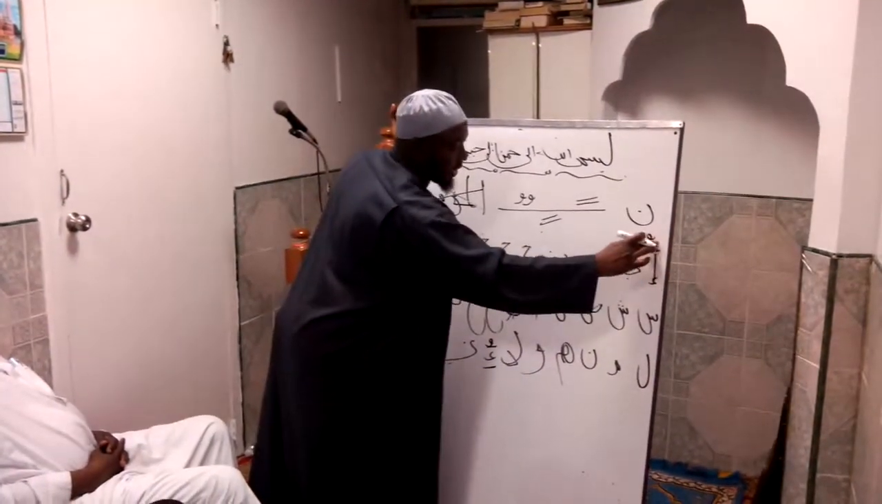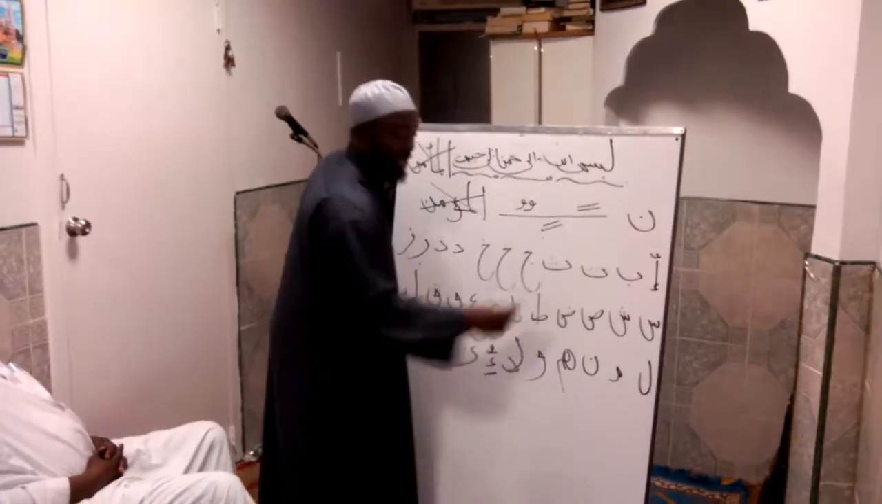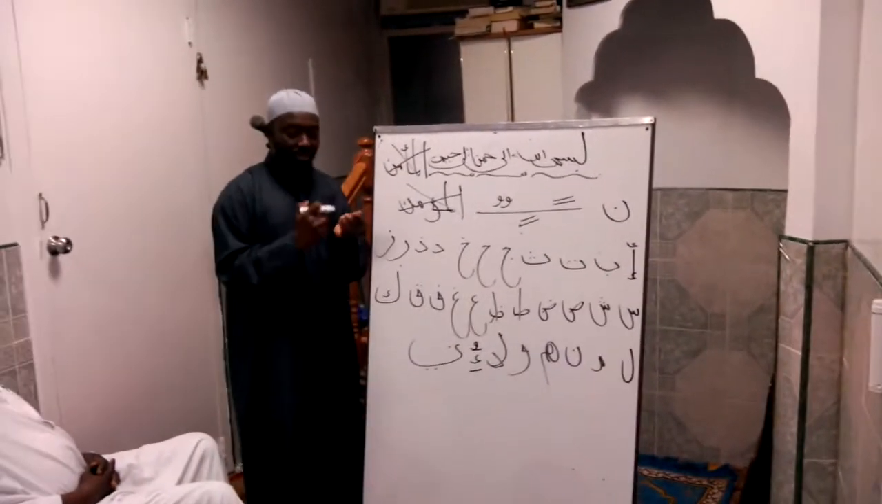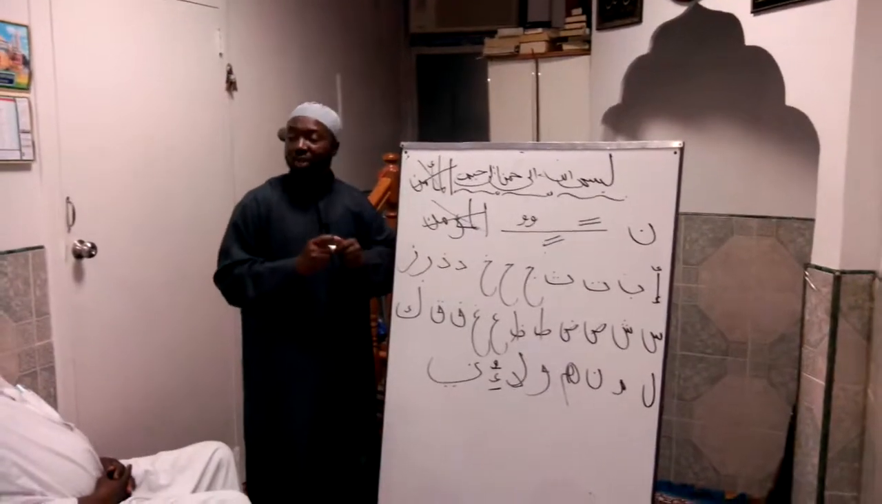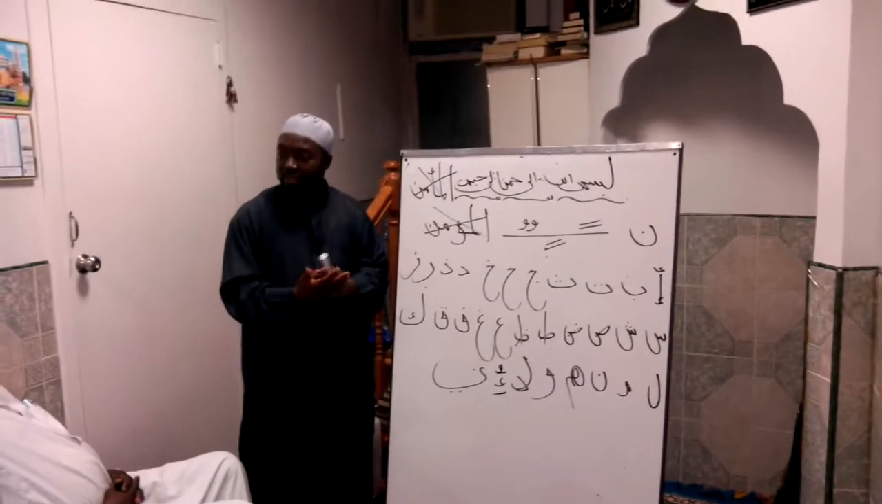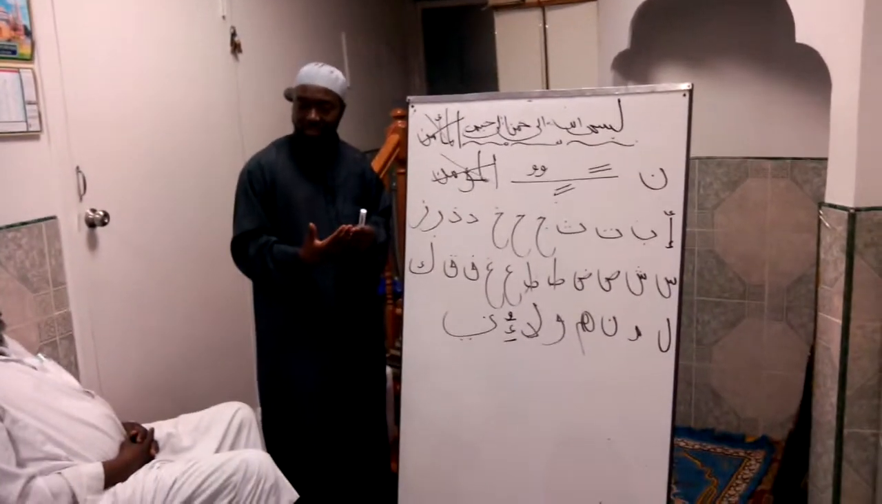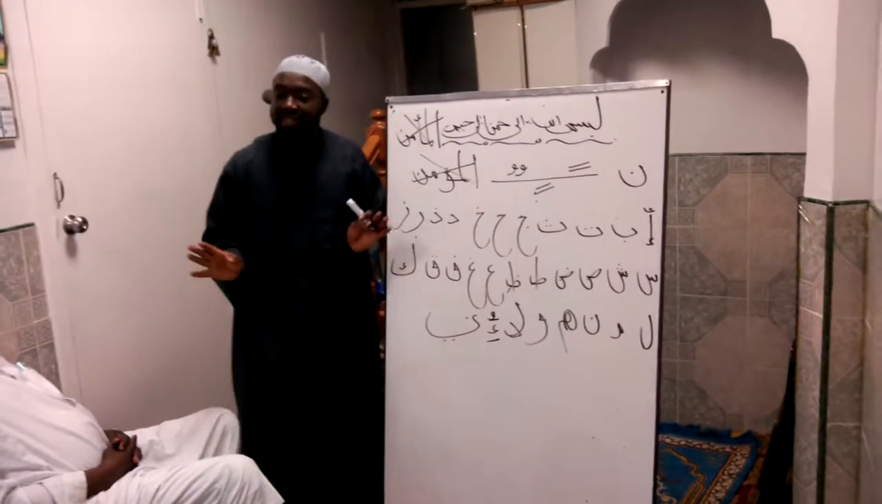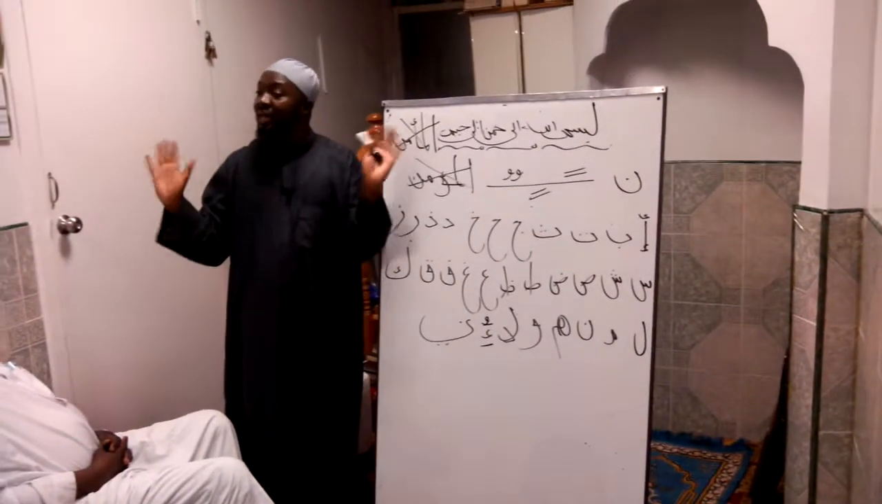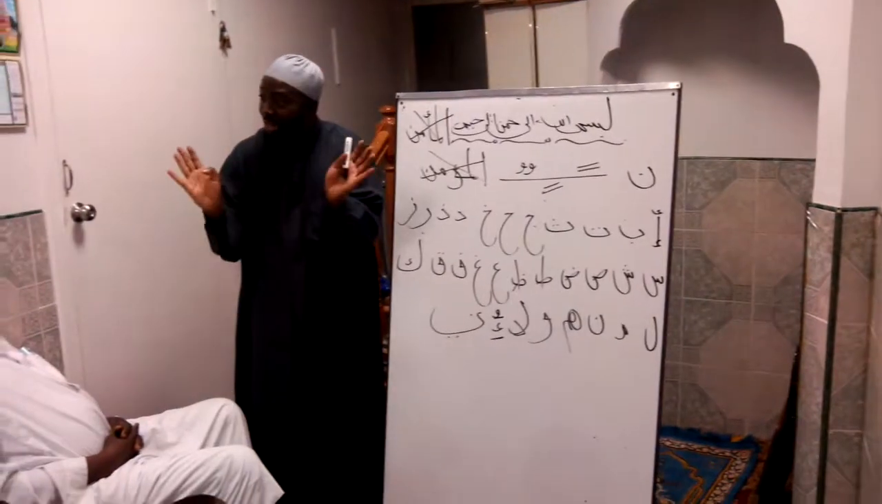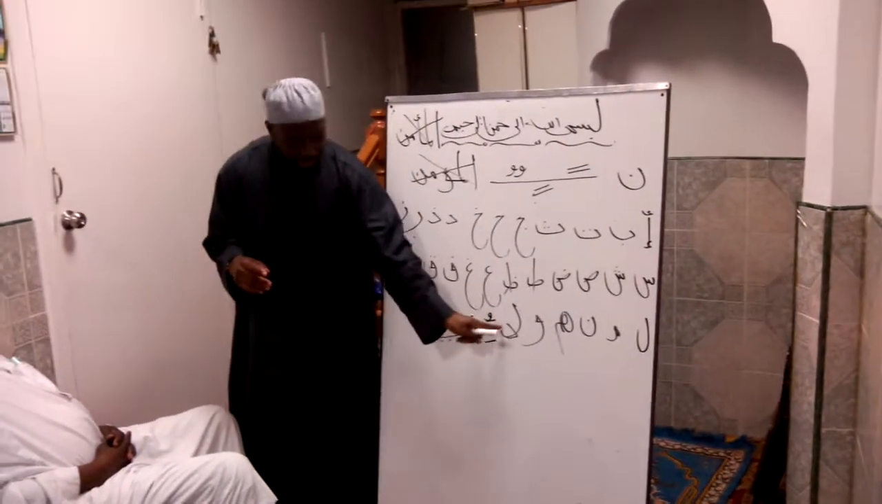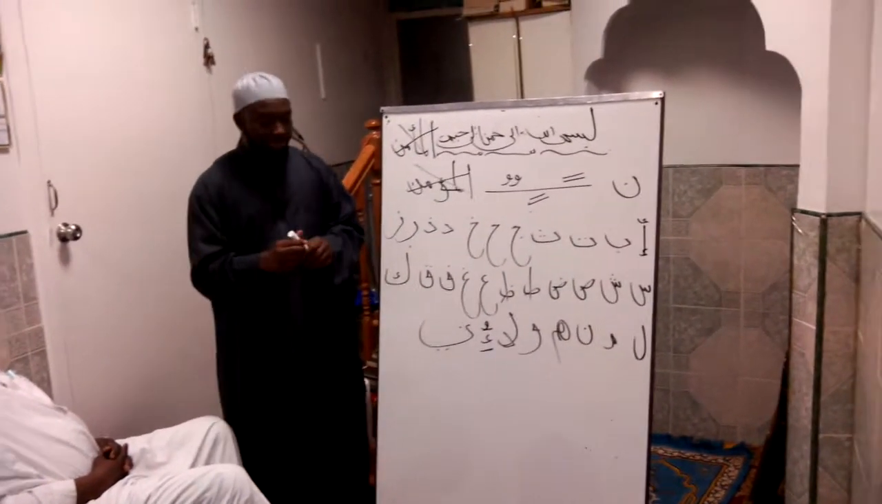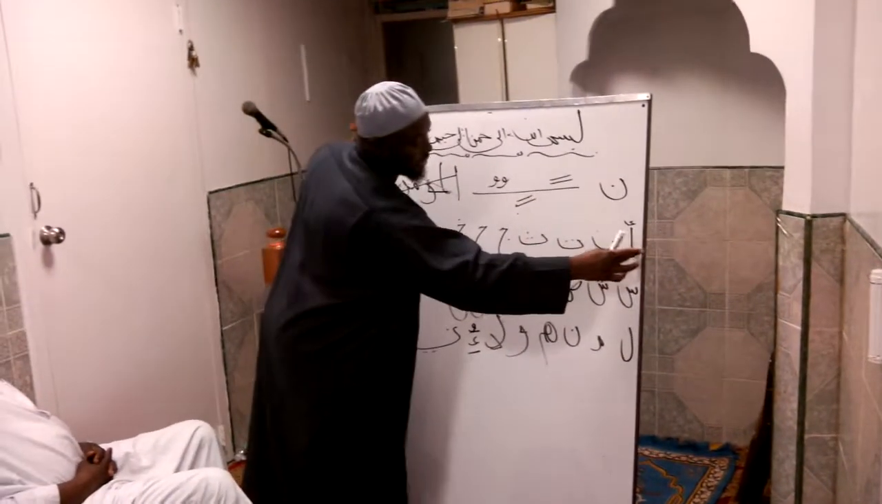Like I said, lam al-alif and hamza do not count. But when we identify them and know them, it is for our own benefit. Because lam al-alif sitting by itself is just what? La. Even without fatha, it is la, because it has madda here.